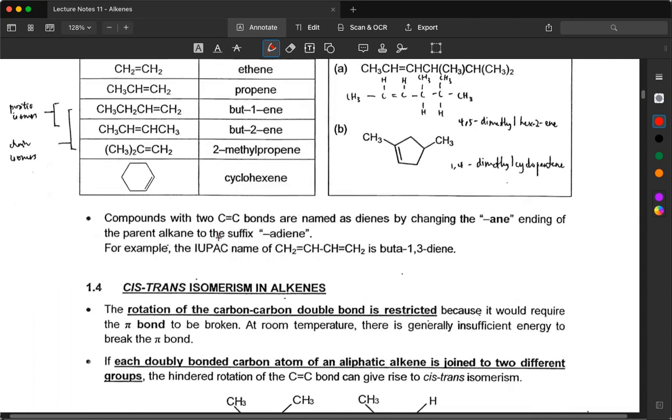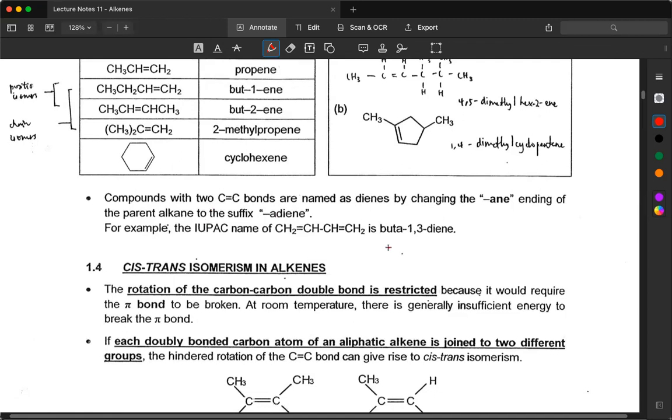Compounds with two C=C double bonds are named as dienes by changing the -ane ending of the parent alkane to the suffix -adiene. For example, buta-1,3-diene.